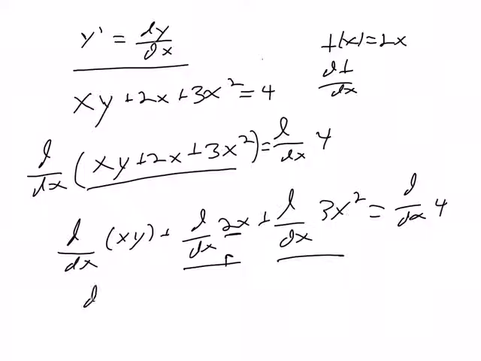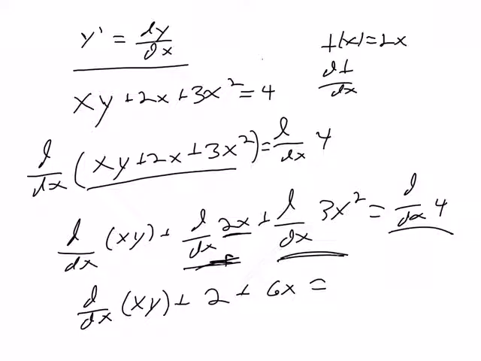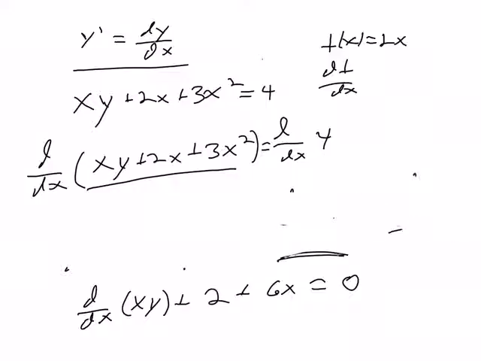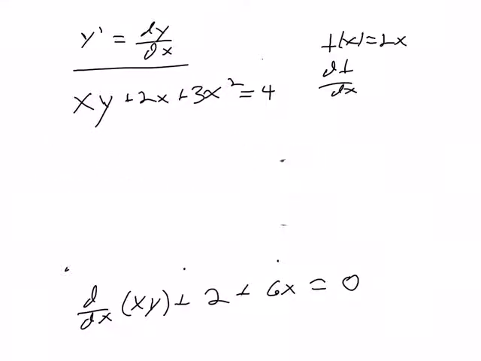So this is the same as d over dx of xy plus, and then just taking the derivative of this in terms of x, which is 2, plus the derivative of this, which is 6x, is equal, and the derivative of 4, the change of 4 in terms of x is 0, because it's a constant.